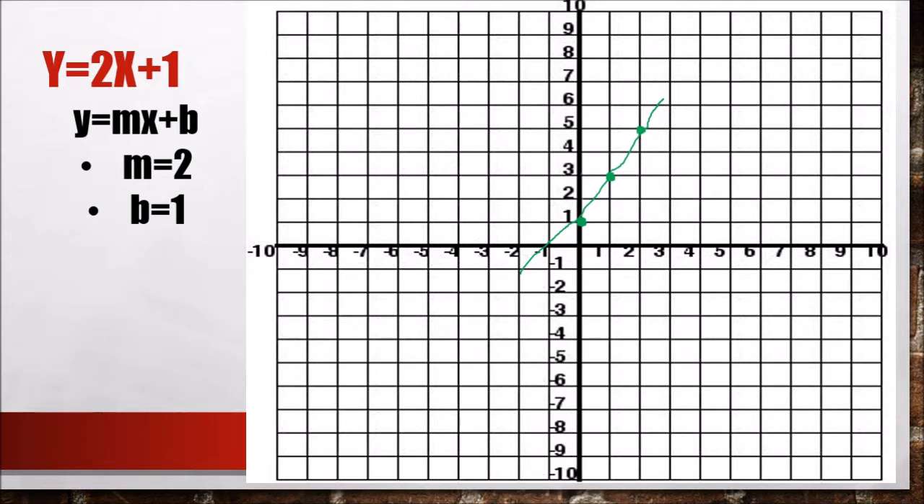So, like I said, I went up 2 over 1. That landed me at 1, 3. And then I decided to do it one more time. I went up 2 and over 1 to the right, and it landed me at 2, 5. Now, as you can see, it looks similar to what we plotted when we did the t-chart, except this went much quicker. It was much easier to do.